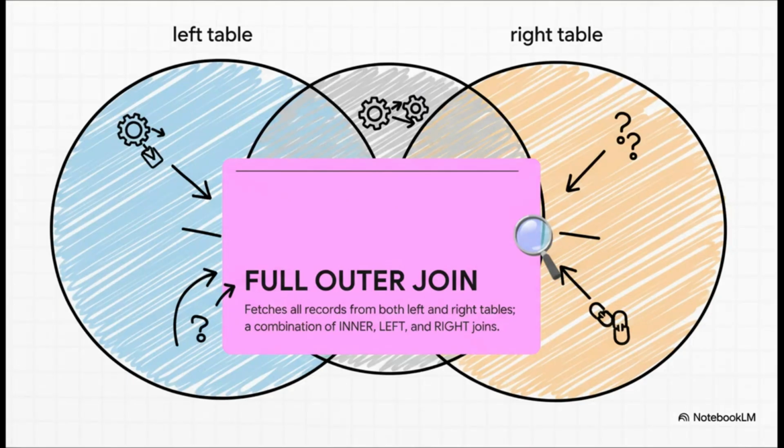And finally, we have the full outer join. This is basically the give me everything option. It brings back all the rows from the left table and all the rows from the right table. It matches them up where it can, and for everything else, it just fills in the gaps with nulls.